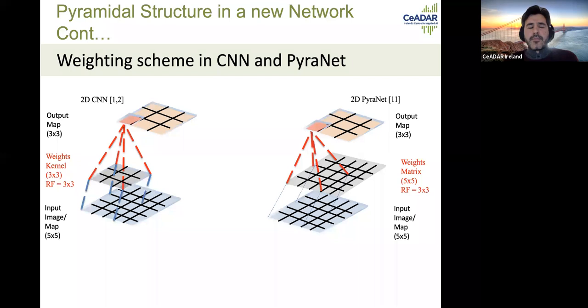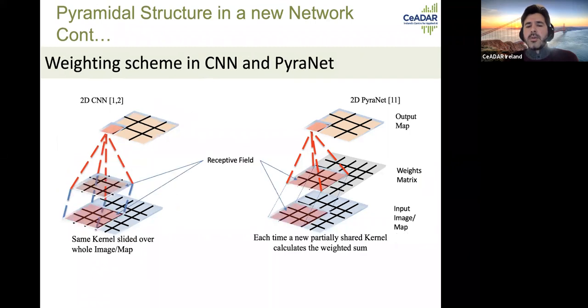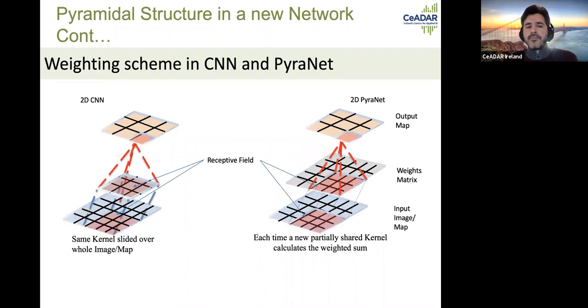Here you can see 2D CNN on the left-hand side. The red one in the middle is a weight kernel, and it is slid over the whole input image of size 5x5. On the right side, we have the 2D pyramid structure, or the position-oriented weighting scheme, in which you have the same weight matrix size as the input. Each time you calculate an output neuron, you select a position-oriented kernel, and that calculates the weighted sum, as you can see.